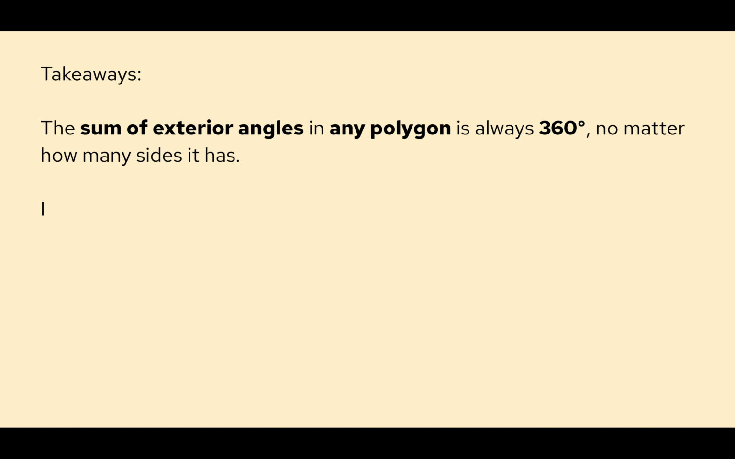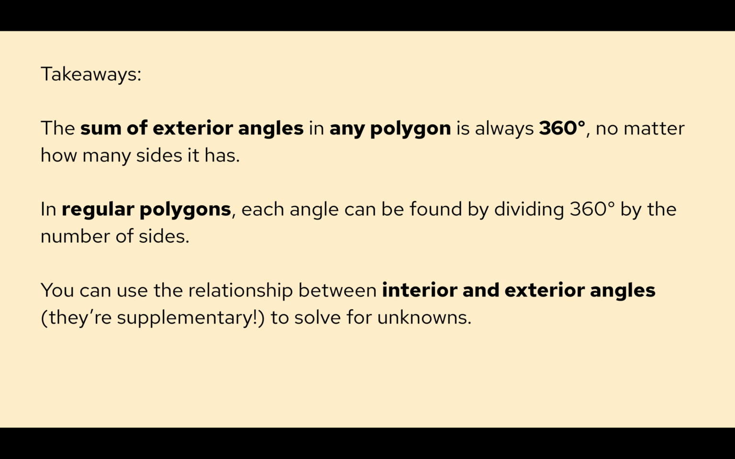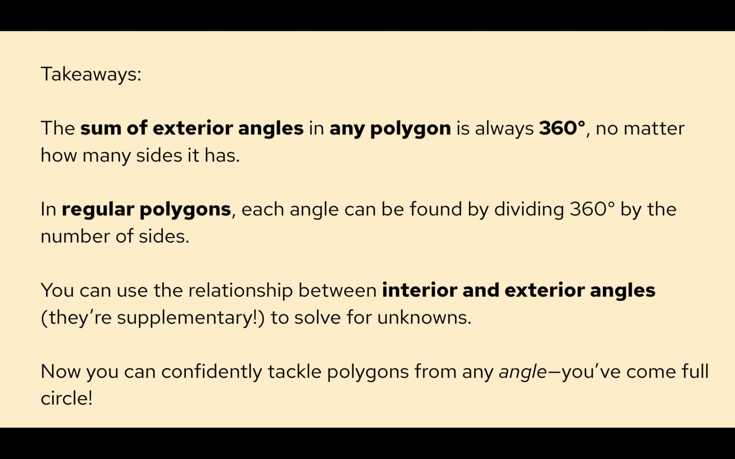So here's some takeaways from today's video. The sum of the exterior angles in any polygon is always 360 degrees, no matter how many sides it has. In regular polygons, each angle can be found by dividing 360 degrees by the number of sides. And you can use the relationship between interior and exterior angles, they're supplementary, to solve for unknowns. So now you can confidently tackle polygons from any angle.